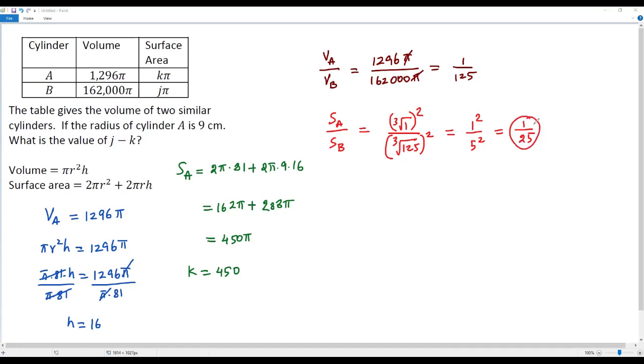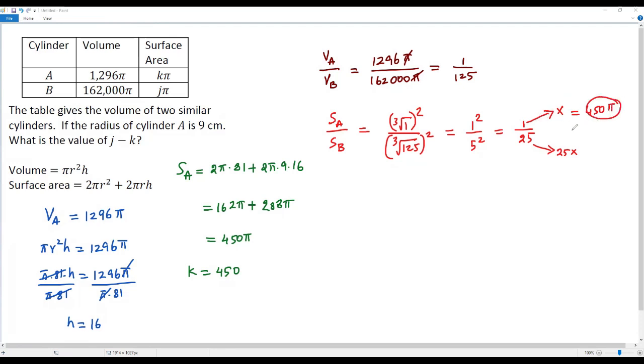From the terms of the ratio over here, if I want to get the surface area of cylinder A and the surface area of cylinder B, I have to multiply the terms by the same non-zero number, say x. When I multiply this 1 by x, I am getting x. When I multiply this 25 by x, I am getting 25x. So this x represents the surface area of cylinder A and this 25x represents the surface area of cylinder B. Already we got the surface area of cylinder A, that is 450 pi. So this x must be equal to 450 pi. Here we got the value of x, that is 450 pi.